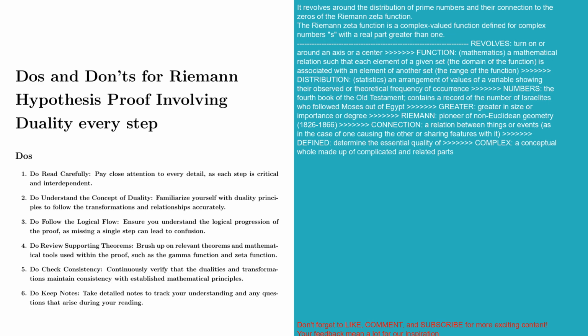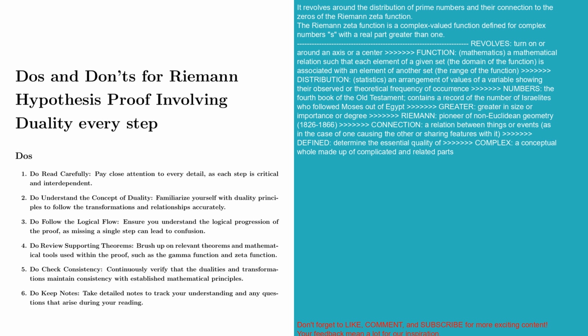Before we delve into the process of extending the domain of the Riemann zeta function and my personal journey in attempting to prove the Riemann hypothesis, let's first grasp the essence of what the hypothesis is all about. The Riemann hypothesis was formulated by Bernhard Riemann, a German mathematician, in 1859. It revolves around the distribution of prime numbers and their connection to the zeros of the Riemann zeta function.